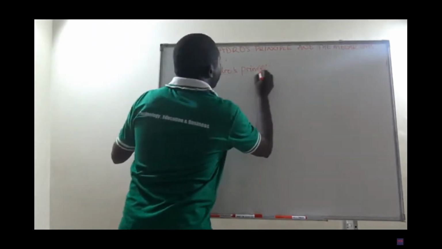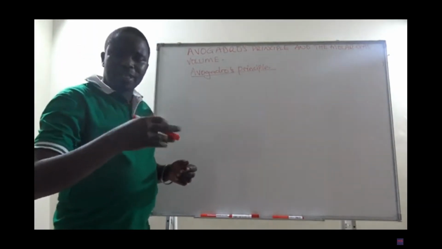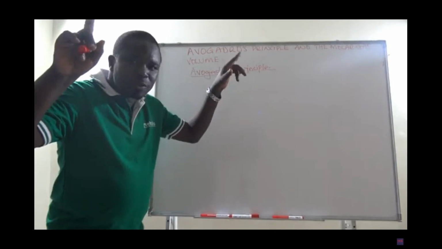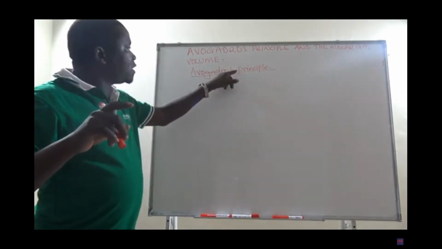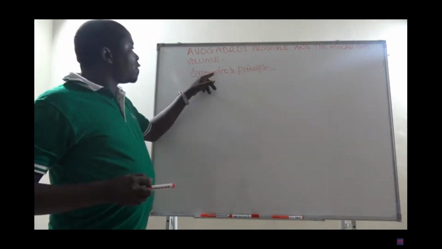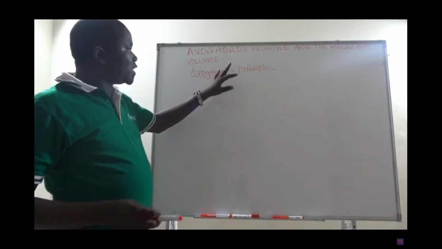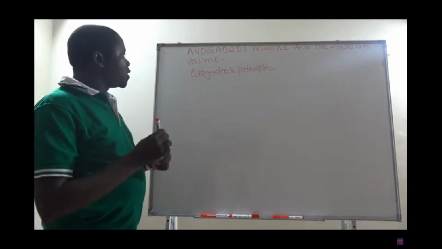So let us look at Avogadro's principle. A principle is almost like a law, only that a law is supposed to be quoted. So a principle is just a step away from a law. So it's almost like we are talking of Avogadro's law, almost. But it is at the level of a principle which is so close to a law. So we cannot quote it.